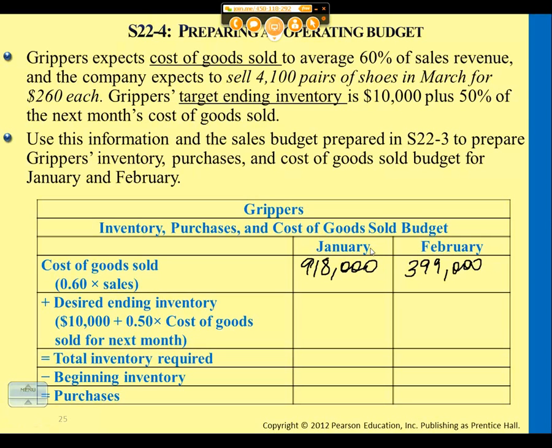So what is the next number? We just discussed that. It's from your previous exercise, right? It's the second budget that we're making on the same story, for the same company. So we took whatever we found at the bottom there, 1,530,000 and 665, and we'll multiply each by 60%. Right? So what is the desired ending inventory? 10,000 plus 0.5 of cost of goods sold for the next month.